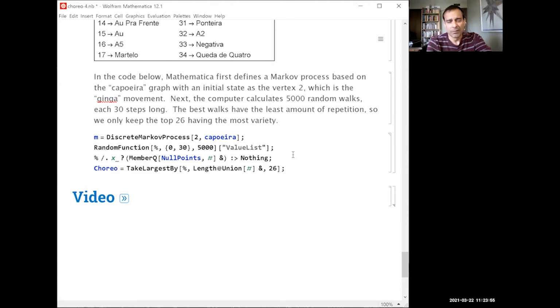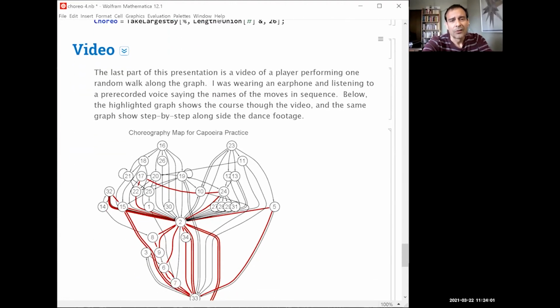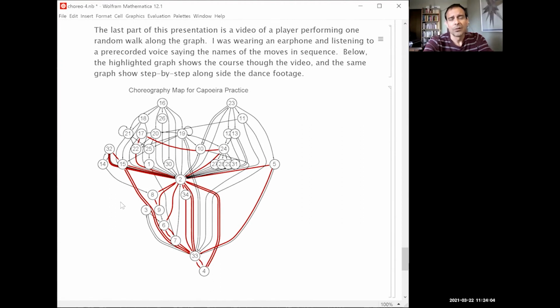Okay, so let's talk about the video. The video is going to come up in a minute. You're going to see this graph on the page, and on the other side of it, there's going to be a picture of me dancing. You can follow along and see every time I make a move, the graph is going to change a little bit. You can see how I'm walking along the graph by doing different maneuvers one after another. That's about all I have to say, and I'm going to put the video on in a minute.